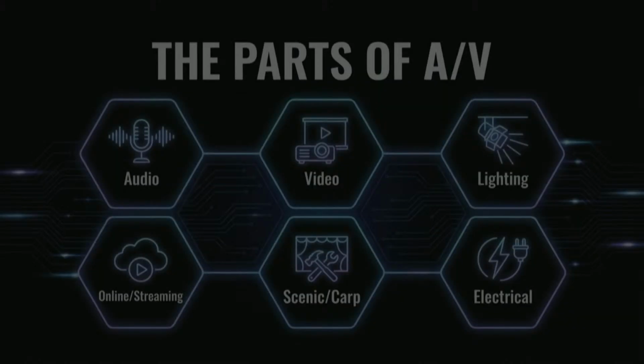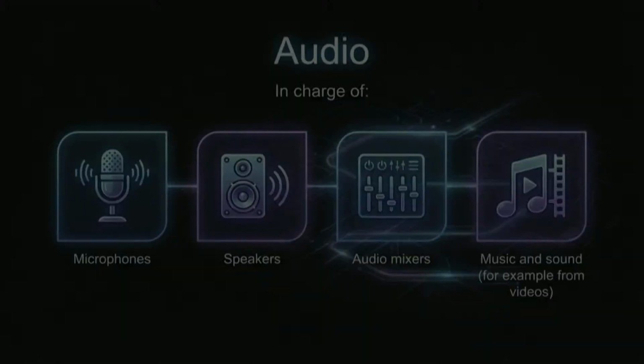Parts of AV: audio, video, and lighting. Those top three are the main things you're going to run into. Occasionally, you'll see online streaming type stuff. You'll see scenic and carpentry type stuff, especially on the big sets, and electrical work. Those three are usually going to be a little more specialized. If you want to learn how to do those things, it's a great asset to have. Go find those specialized people when you see them.